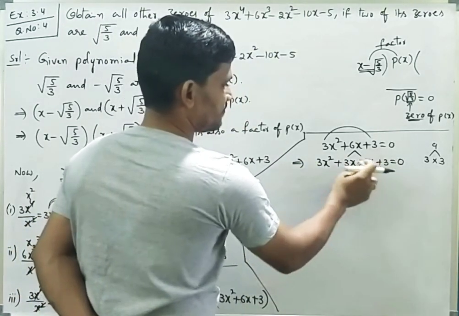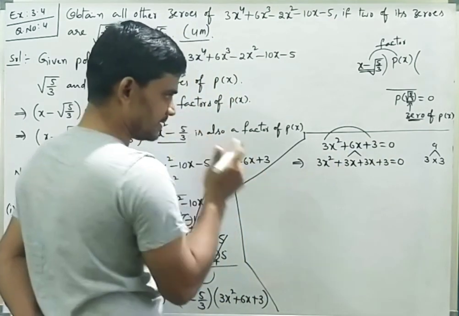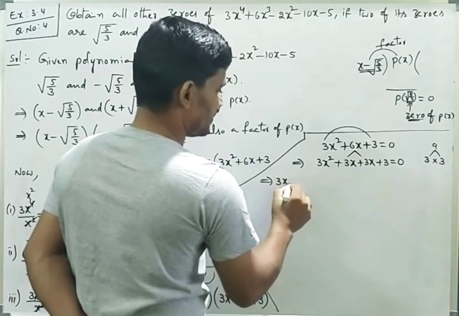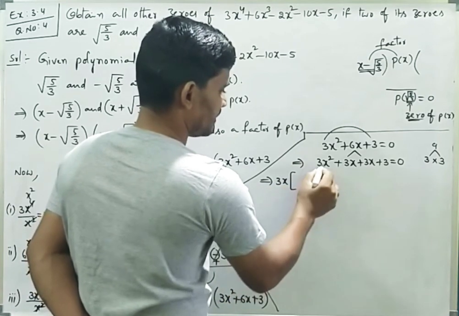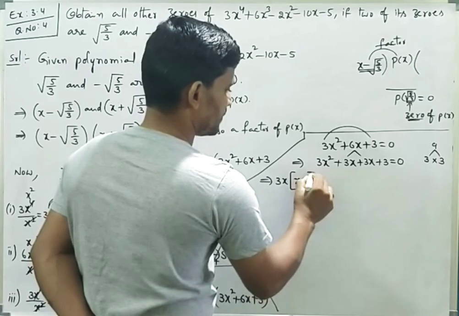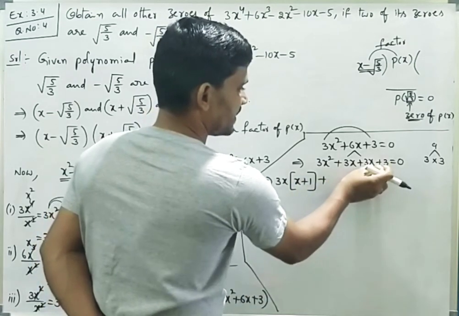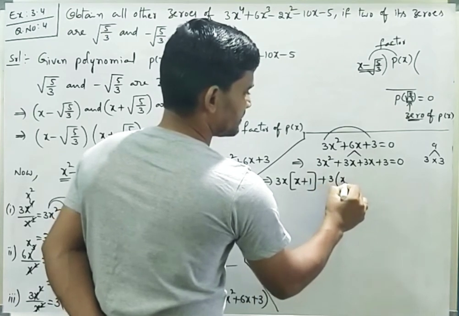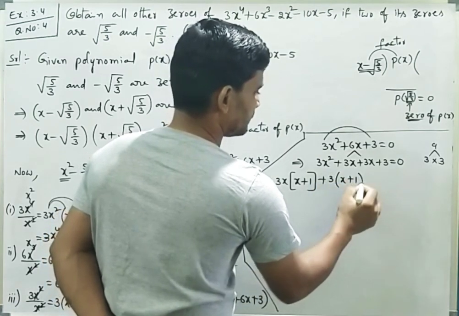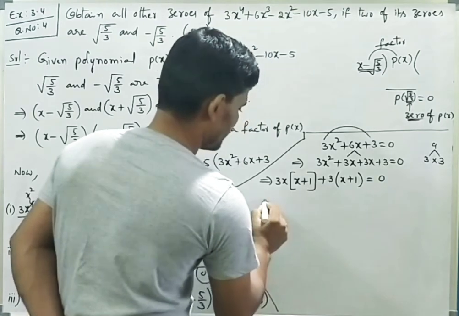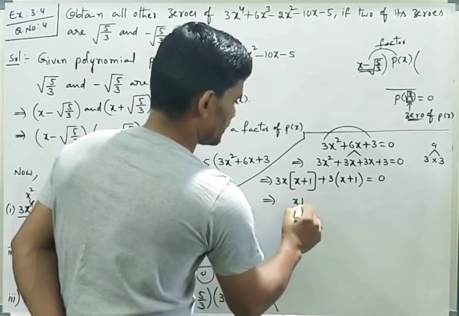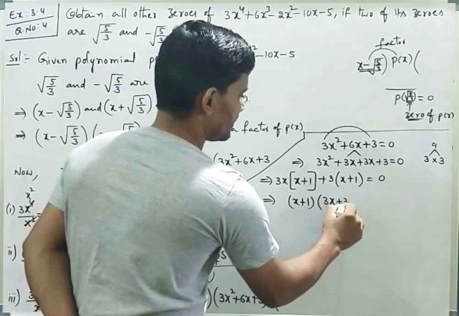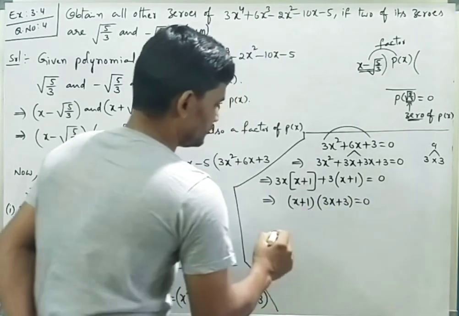Verify. Product of means is equal to product of extremes. Everything is okay. Then take 3x common. Then x remains here, plus 1 remains there. Keep x and take common 3. That is, you will remain x plus 1 is equal to 0. Which would imply take x plus 1 common. Then 3x remains here, plus 3 is equal to 0.